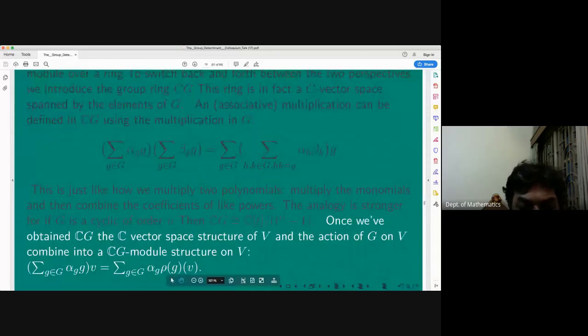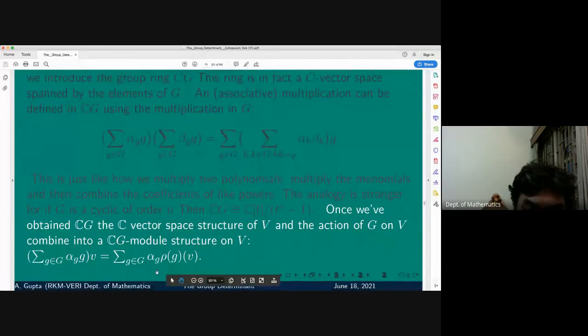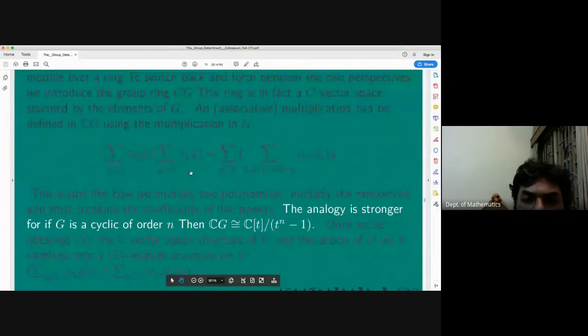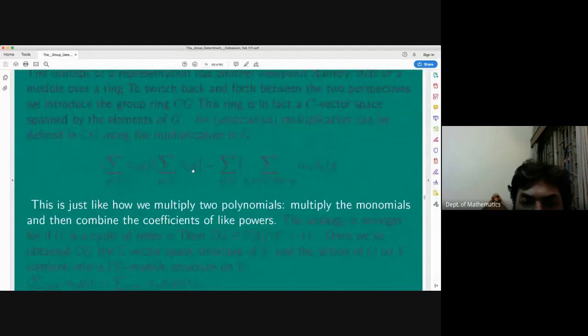Let me tell you one thing, how you get the module structure. Once you have this ring CG, how do the elements of CG look? They look like the sum over G of alpha G times G. And then if you want to act it on an element little v from the vector space, you define the action like this. Notice this carefully: rho is the representation, which means that it is this map going from G into GLV.